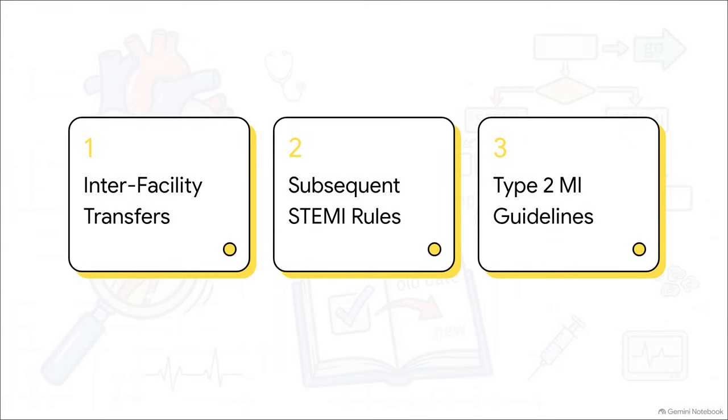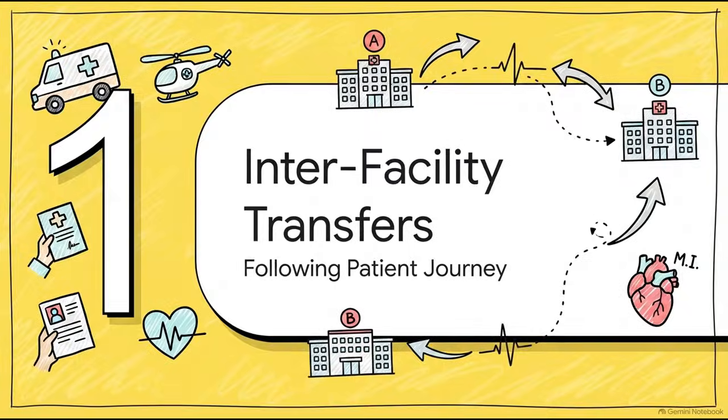For today's session, we're tackling 3 major coding scenarios. We'll look at interfacility transfers, acute MIs caused by underlying CAD, and the rules around acute MIs and chronic total occlusion. Let's jump right into Section 1, Interfacility Transfers, and how we follow that patient journey.